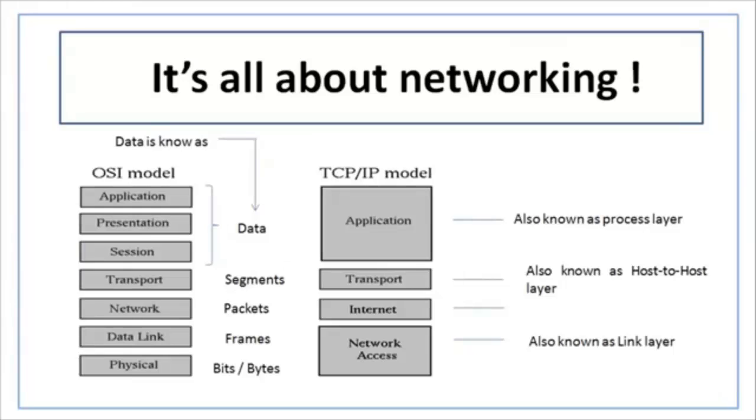Now, as I told you, even before the OSI model came up, the Department of Defense had already come up with a model called the TCP/IP model. They came up with this model to ensure that they have network connectivity in case of war times if they lose their communication.